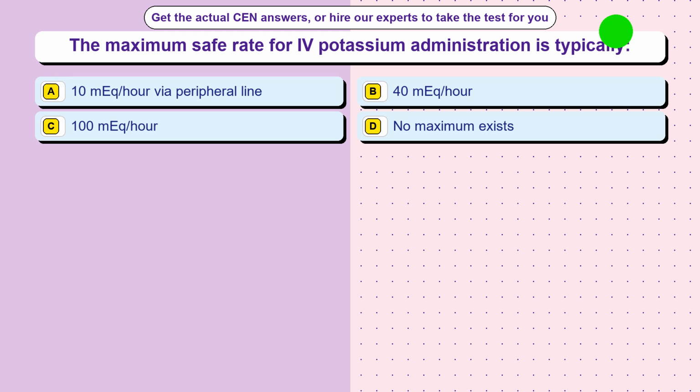Question 40. The maximum safe rate for potassium administration is typically: Option A, 10 milliequivalent/hour via peripheral line. Option B, 40 milliequivalent/hour. Option C, 100 milliequivalent/hour. Option D, no maximum exists.